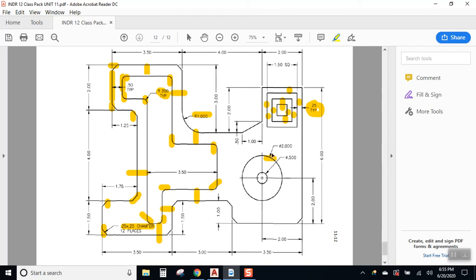There is a circle here with a radius of 2. I'm sorry, a diameter of 2. There's a circle here with a diameter of 0.5. Notice that it's important where you put them. See, the center of the circle needs to be 2 inches up from the bottom and 2 inches over from the right, and that locates the center point of that circle. And then we have a distance here for this edge to this edge.